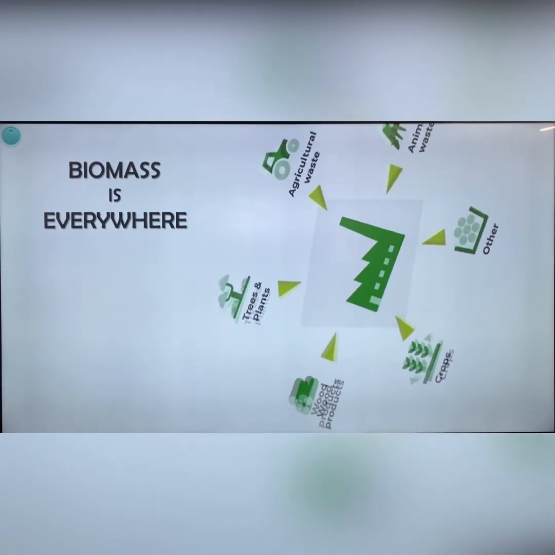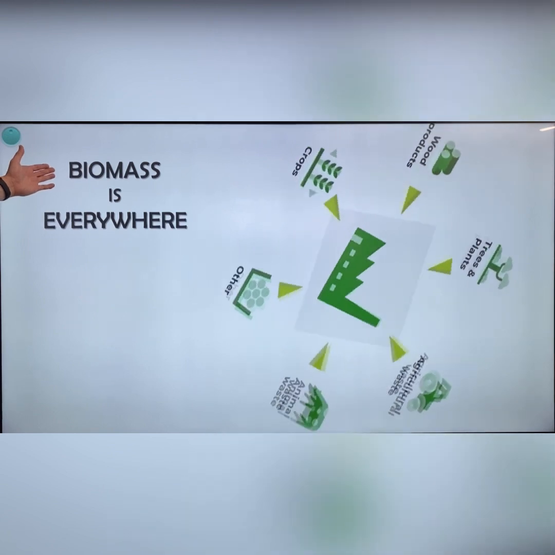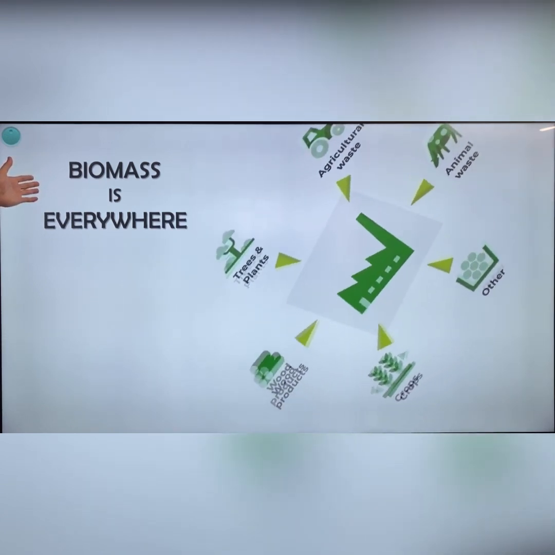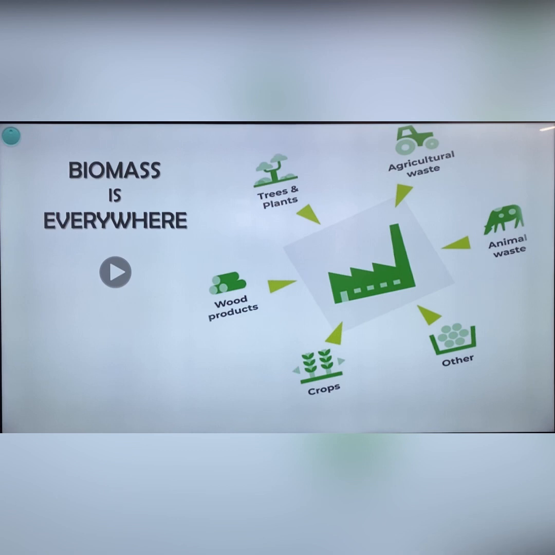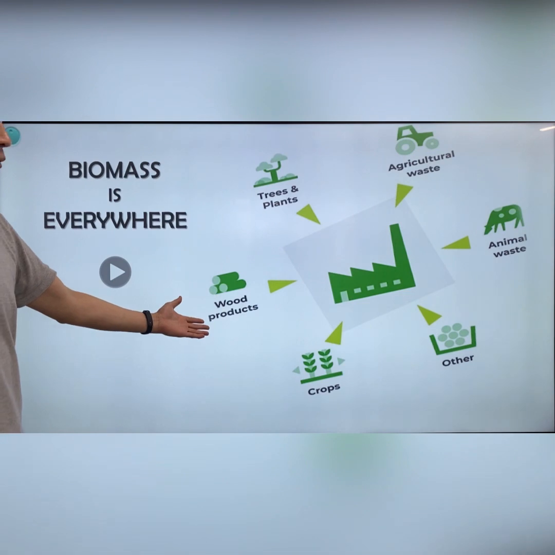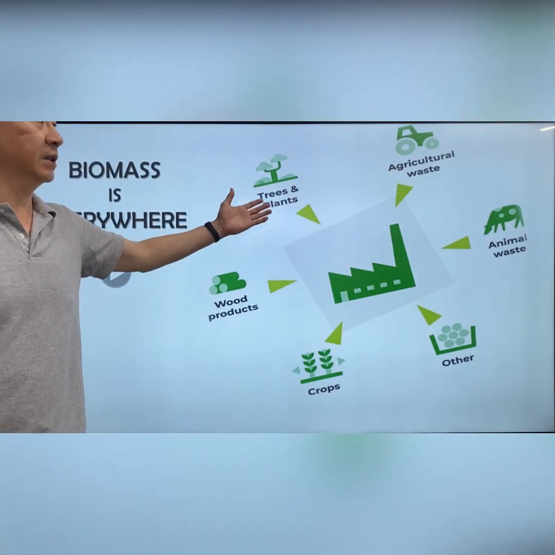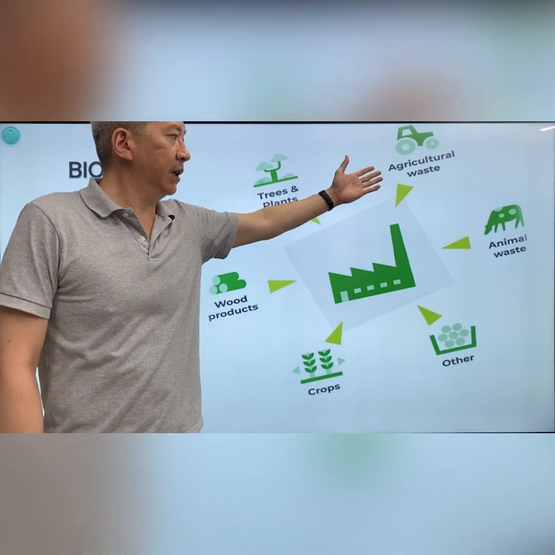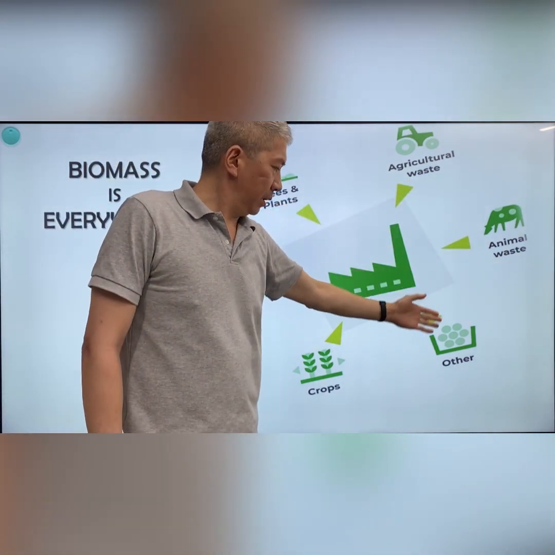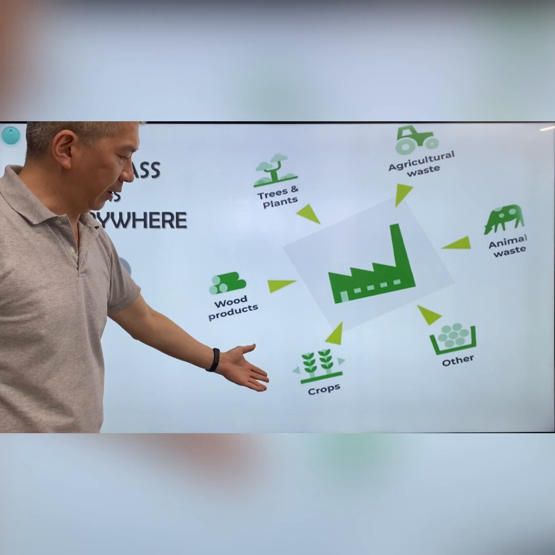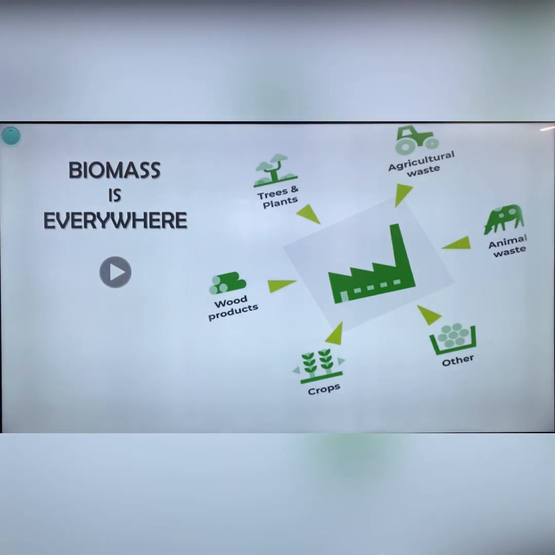If you're getting dizzy, that's okay. But look over here, it says biomass is everywhere. So we see we get biomass from wood products, trees and plants, agricultural waste, animal waste, and others. And of course, some crops. So we could get biomass from pretty much anywhere we could find things that take up space. Now, let's watch a short video.